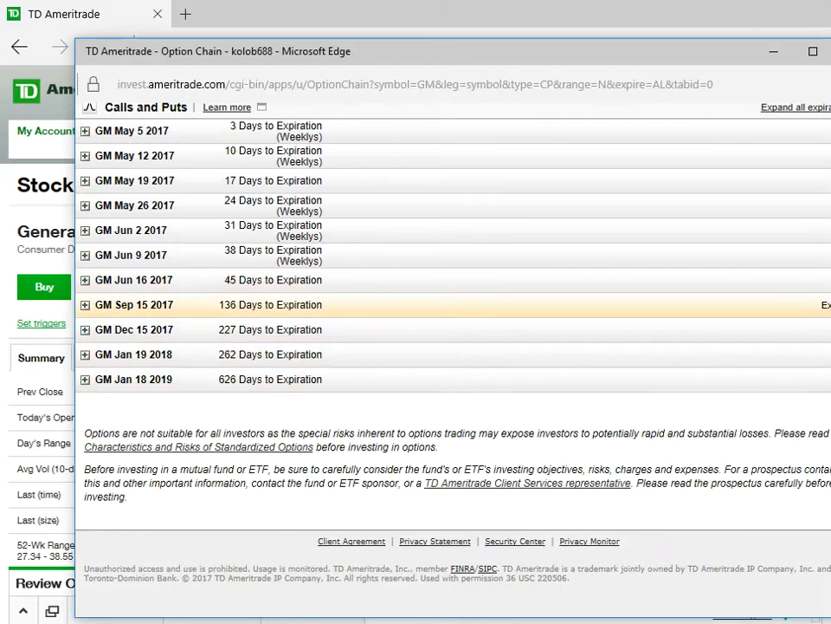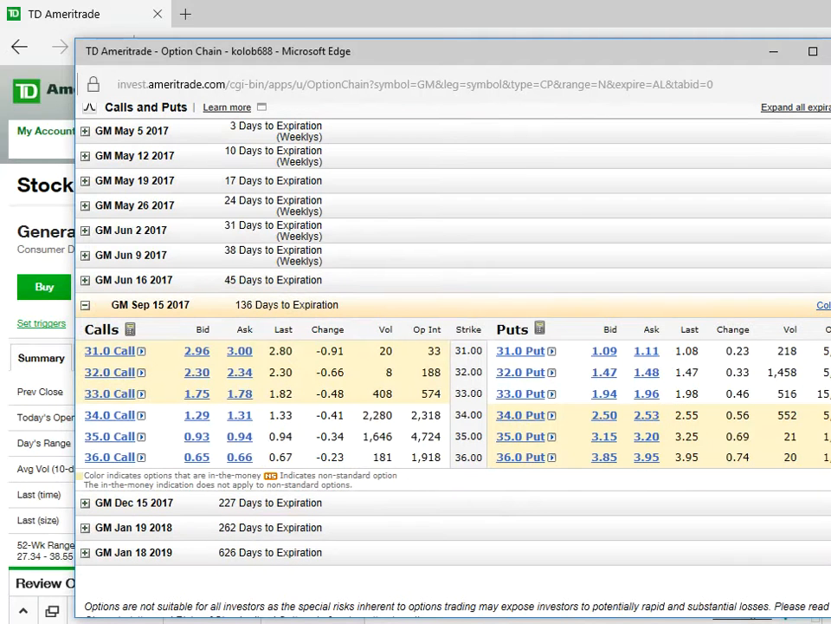And so you decide to go 136 days out. That's about 4.5 months. So in 4.5 months, you're going to pick a $36 strike price, because that's the range. If you remember, it had a high of about 37 and a low of 27. So you're going to sell a call option to the open market for a strike price of $36.